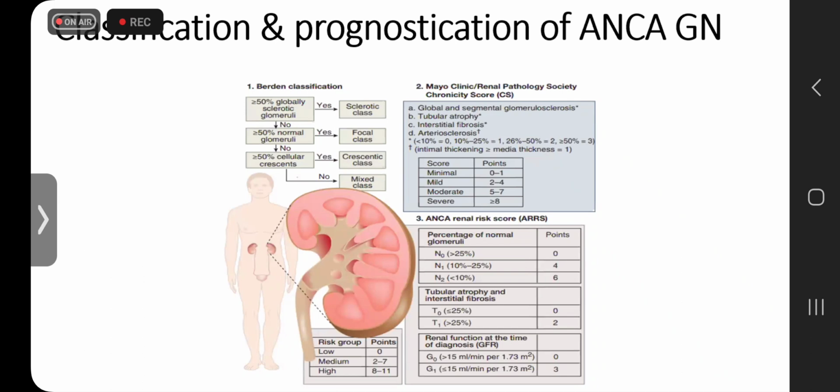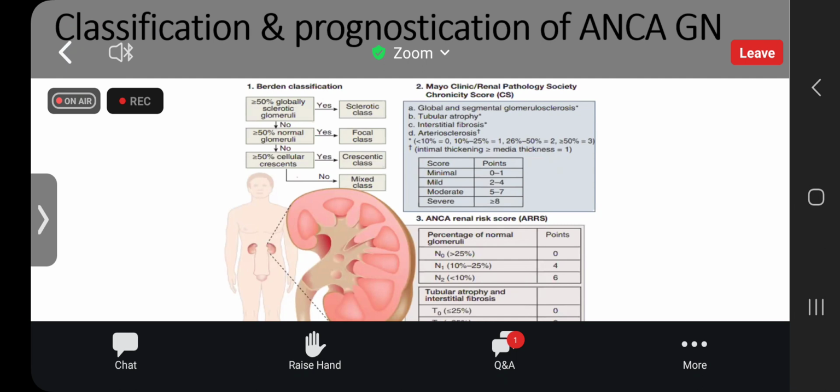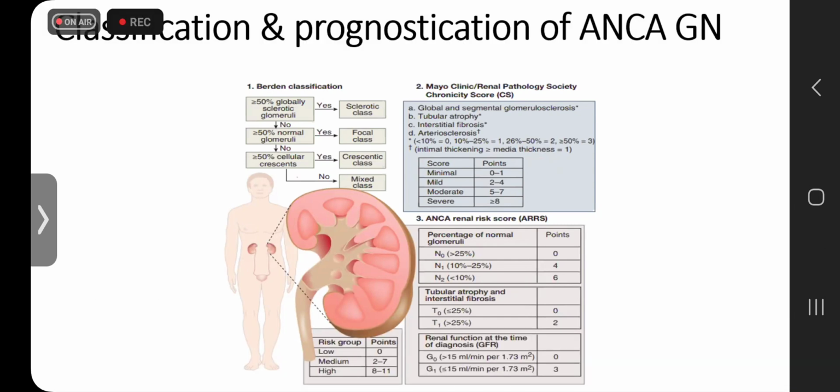The second score is the Mayo Clinic Renal Pathology Score, which is mostly a chronicity score because it takes into account global and segmental glomerulosclerosis, if not arteriosclerosis. And the third one, which has been recently updated, is the ANCA Renal Risk Score, which takes into account the kidney function at diagnosis and the percentage of normal glomeruli and the degree of interstitial fibrosis. So I think kidney biopsy, when possible, should be done, both at diagnosis and, if possible, during relapse, because it really helps to prognosticate.